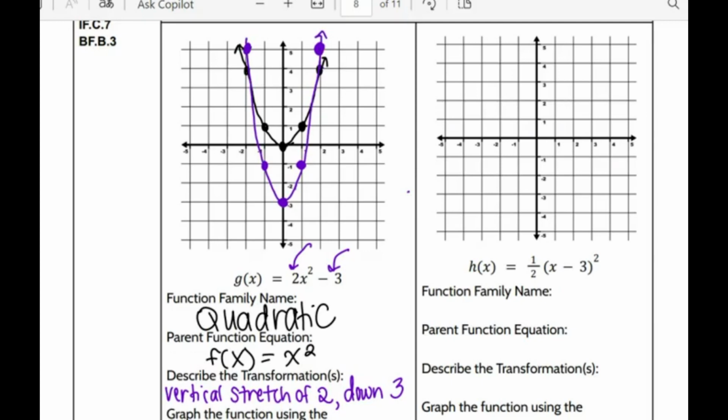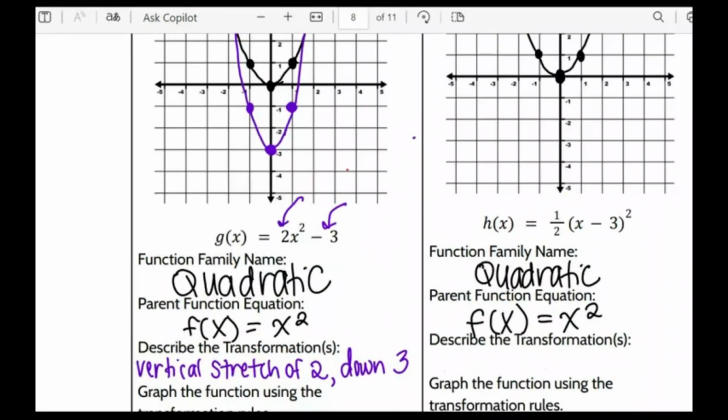All right, let's try this next one on the right side. This one is 1/2 times x minus 3 quantity squared. We again have a function family of a quadratic, and the parent function equation again is f of x equals x squared. So this number out front, that is our a value, and I see that it is 1/2. That means I have a vertical shrink by 1/2.